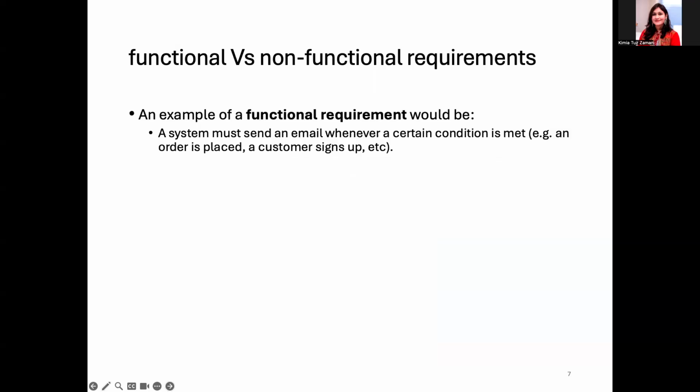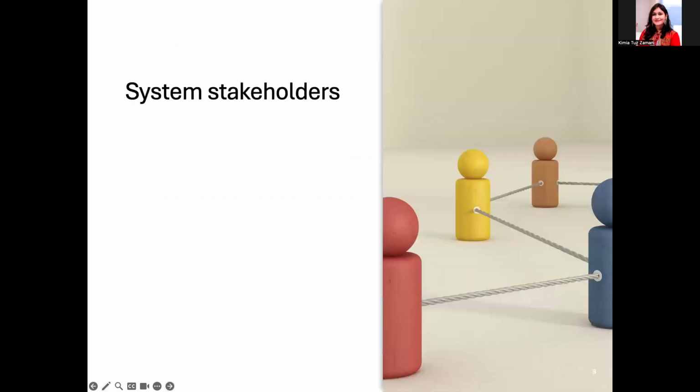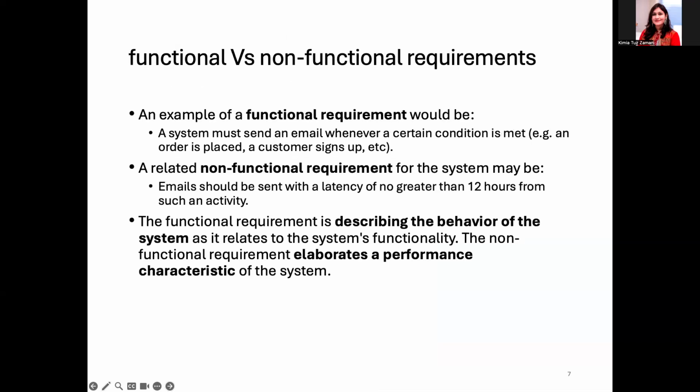So, here is an example of functional versus non-functional requirements. An example of a functional requirement is that the system must send an email whenever a certain condition is met. For example, if you place an order, it will send you a confirmation email. This is the functional requirement, and the non-functional requirement would be that if your order is placed, then the system must send you the email within 12 hours. So this is the non-functional requirement.